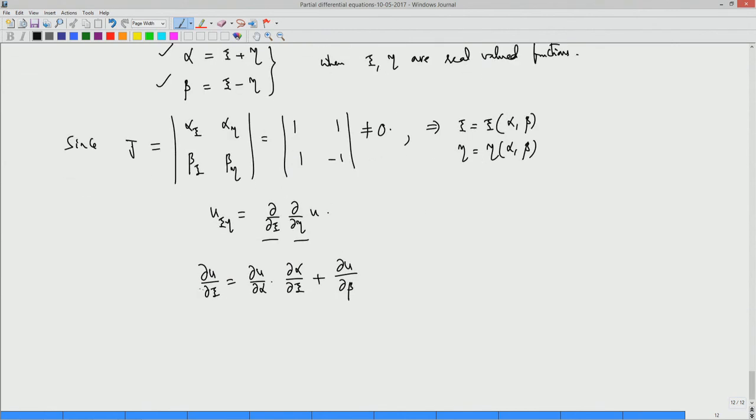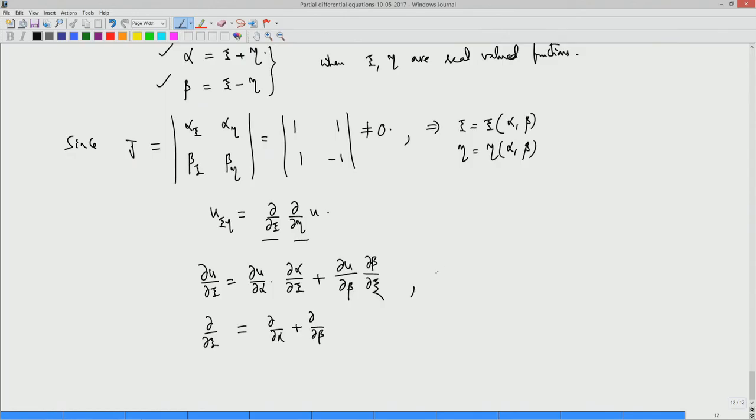So, you can see that this derivative do u by do xi I can rewrite like this. Now I know do alpha by do xi. What is alpha? Alpha is here, so do alpha by do xi is 1. That becomes do u by do alpha. Do beta by do xi is also 1, so you have do u by do beta. So, do xi is actually this.